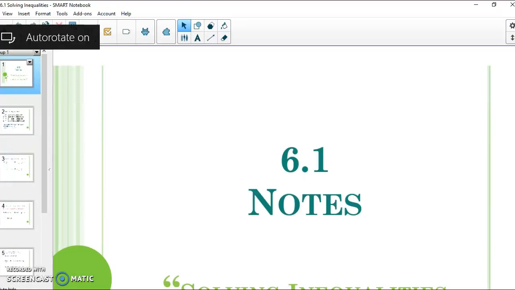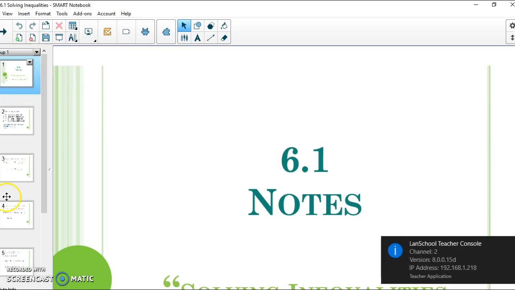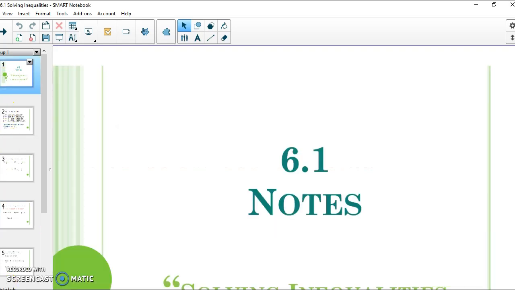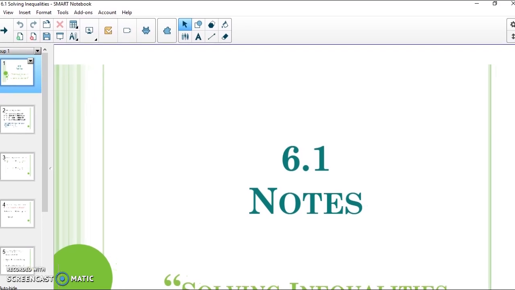Welcome, Algebra. We are taking a look at Chapter 6, and we are solving inequalities. I think that you are really going to like this. I think you're going to find it very simple, especially compared to what we have been doing.